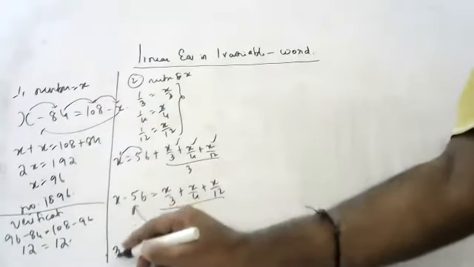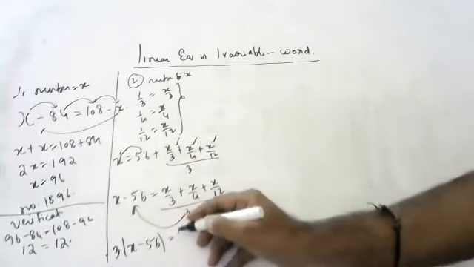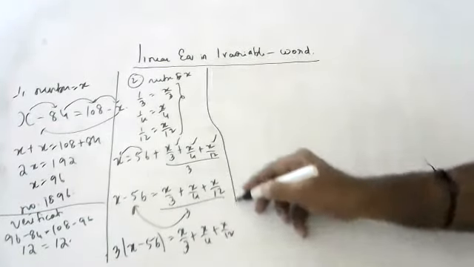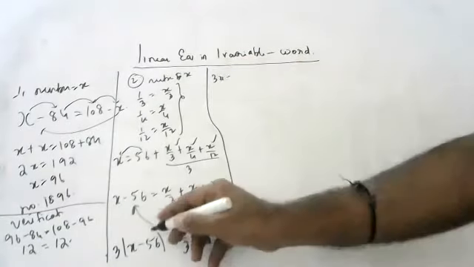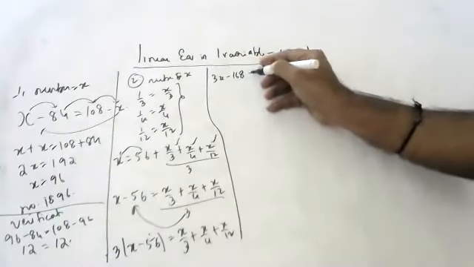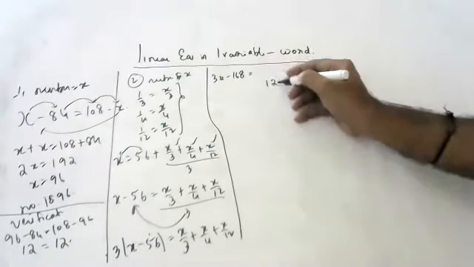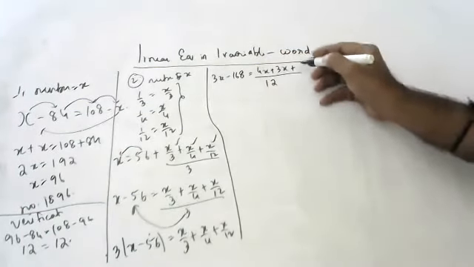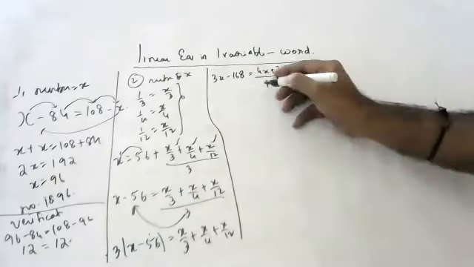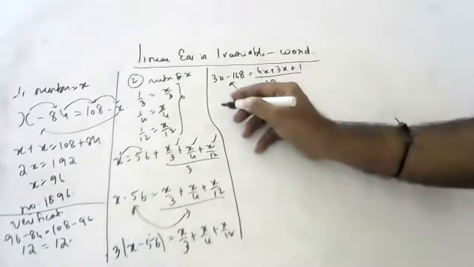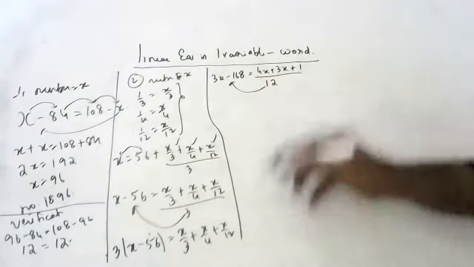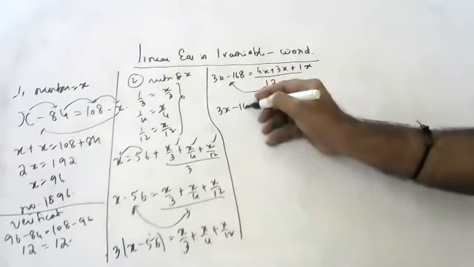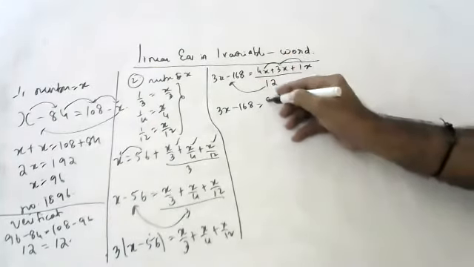x minus 56 is equal to (x by 3 plus x by 4 plus x by 12) by 3. The 3 goes here, children. 3 into (x minus 56) is equal to x by 3, x by 4, x by 12. 3x minus 168 is equal to, for 3, 4, 12 the LCM is 12. 12 threes are 4x, plus 3x, plus 1x. So 3x minus 168 is equal to 8x by 12.